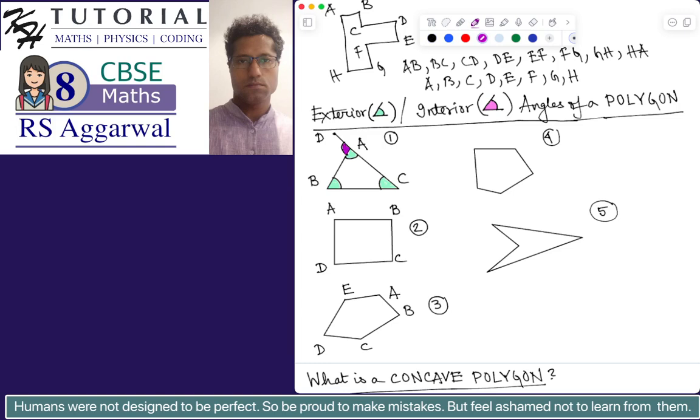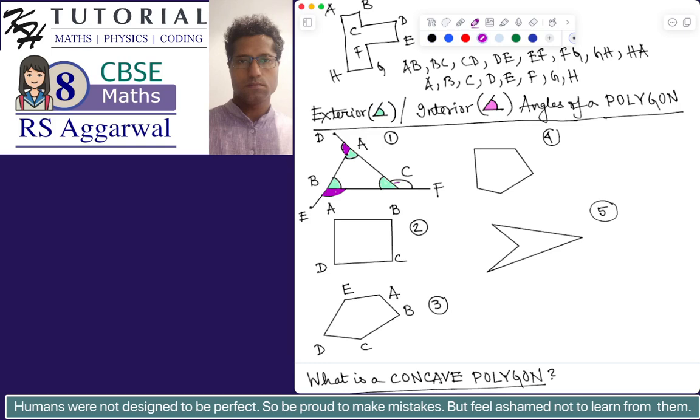Let's draw another exterior angle. Now if I extend the side AB to the point E, this angle is another exterior angle. Similarly, if I extend the side BC to the point F, then this angle is another exterior angle. This is the third exterior angle.